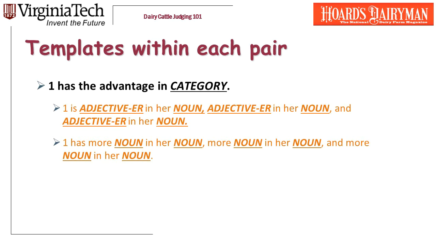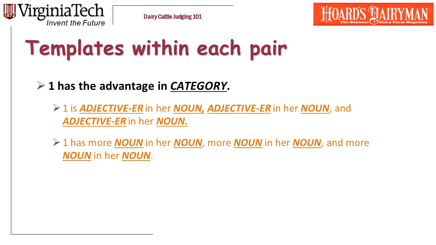In her, noun. Teat placement. What do you get? One is higher in her rear udder attachment, stronger in her ligament, and closer in her teat placement. Adjective with an ER, noun. Adjective with an ER, noun. Adjective with an ER, noun. You can plug into that sentence whatever is relevant to your cows.